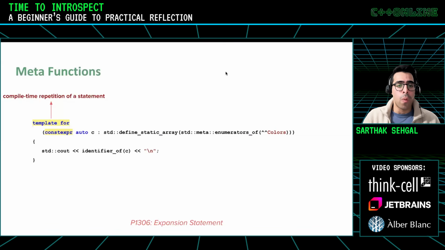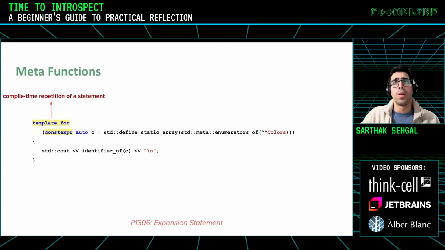In this example, why this is important is because all the meta functions, the reflection input that they take, has to be constexpr. So when I call identifier_of(c), c has to be constexpr here. So template for, which is this expansion statement, provides constexpr access to each element, and that is why it is important here. I have a question.